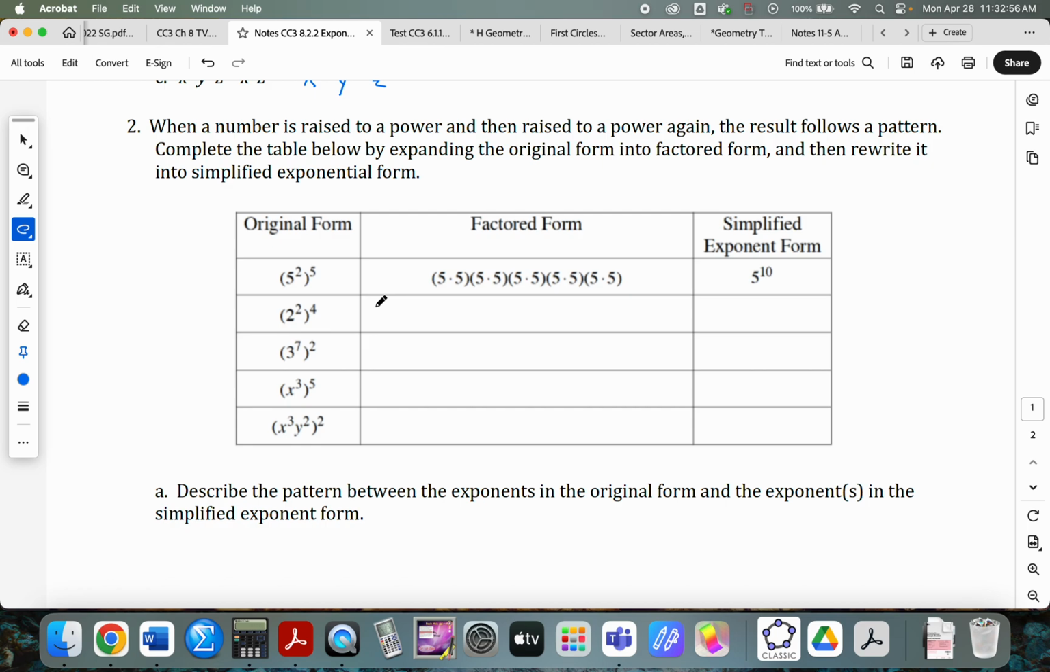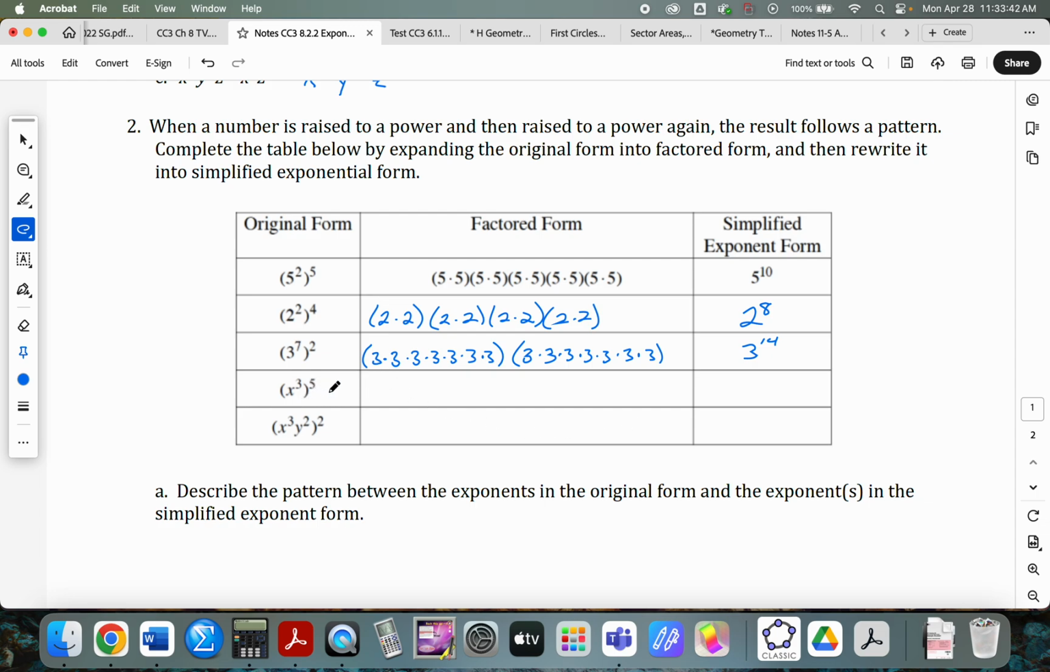So if we have 2 squared to the 4th, that's going to be 2 times 2, 4 times. If we have 2 times 2, 4 times, what do we end up with? How many 2's? We've got 8 2's, so that's 2 to the 8th power. Here we've got 3 to the 7th, so we've got 7 3's multiplied together, twice. So that's 3 to the 14th power.